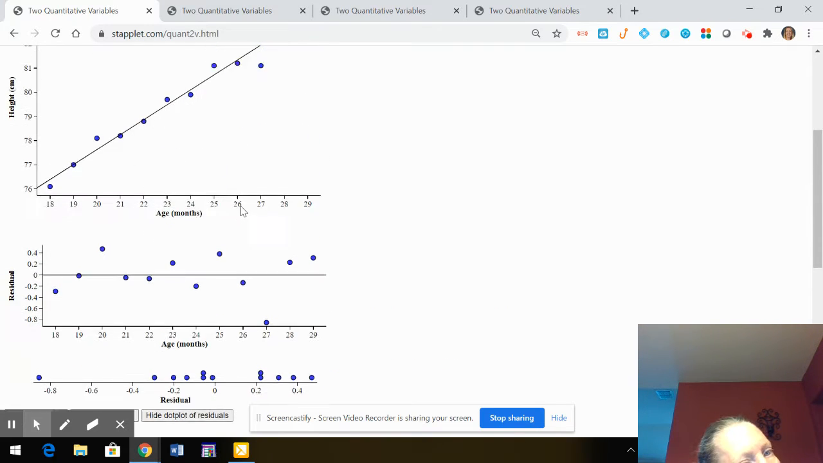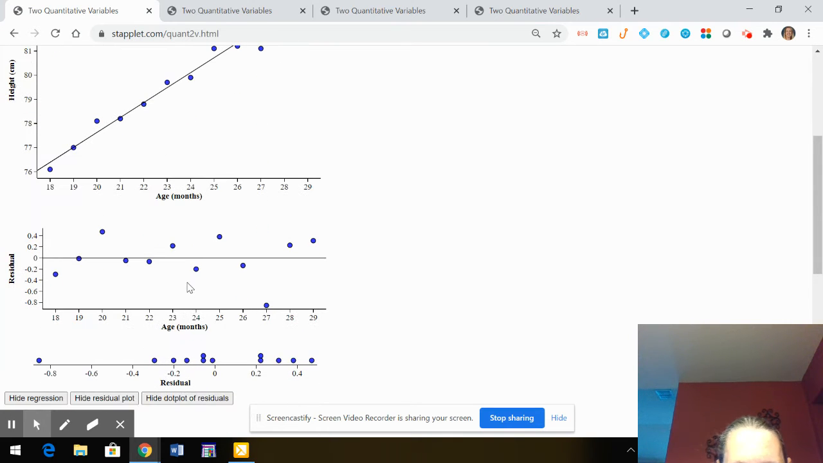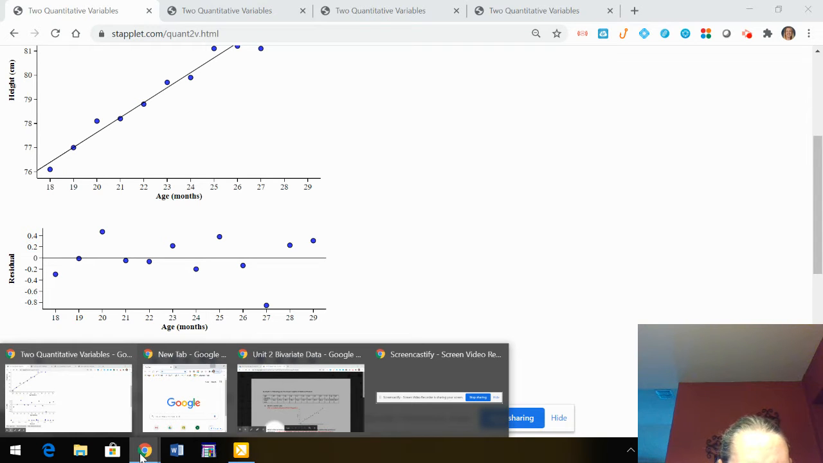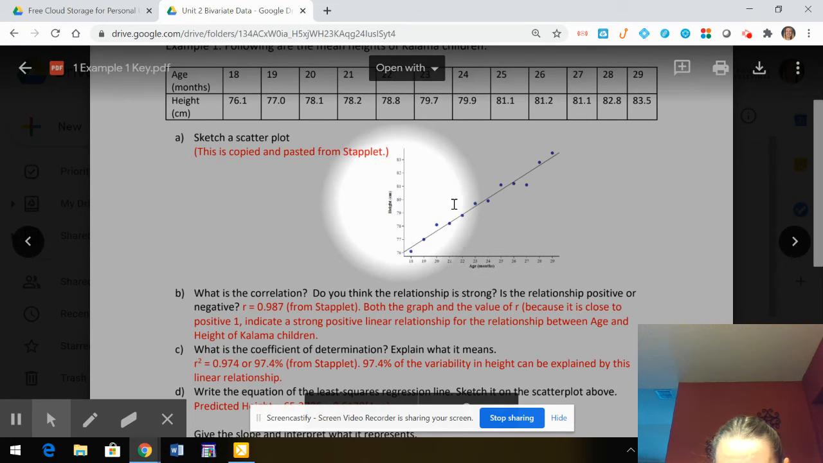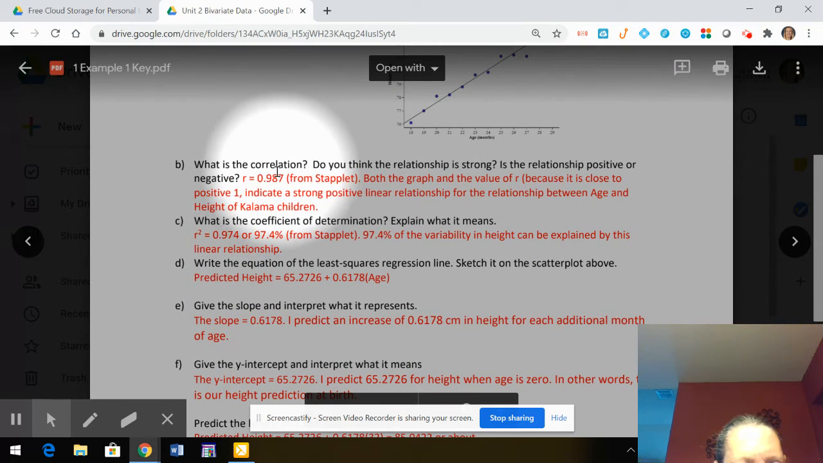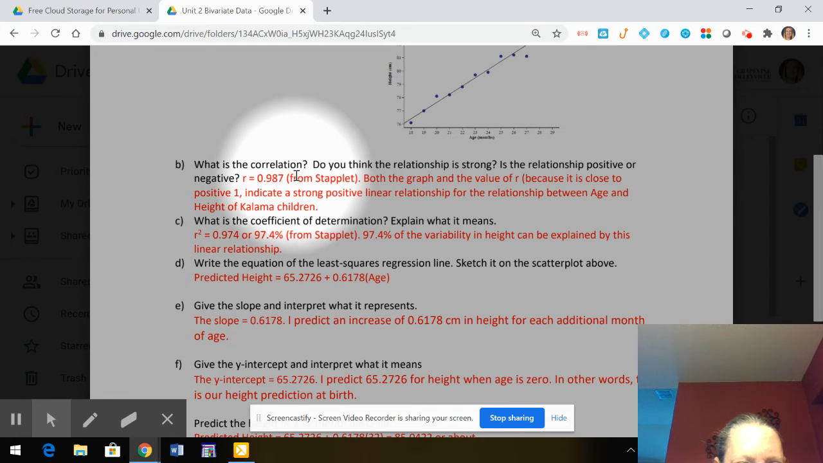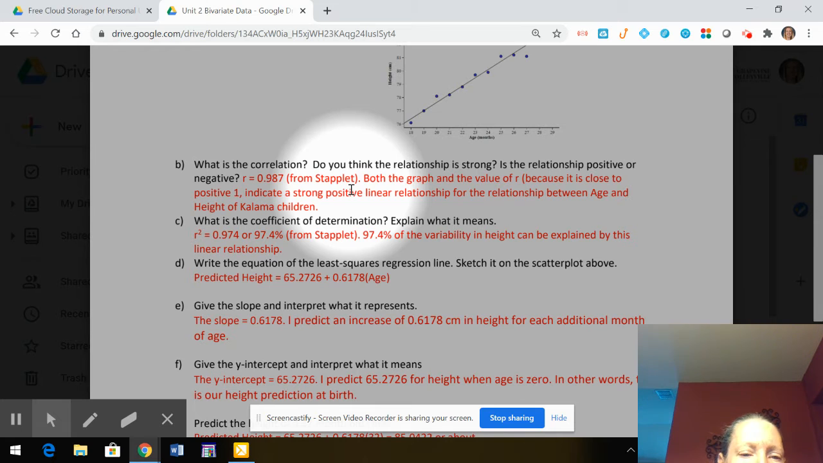Now remember that you can use a snipping tool, a cutting tool, to cut these out of Statplet and paste them into your examples. As I'm looking at example 1, that's exactly what I did. I took this scatter plot and pasted it in from Statplet. When I interpret r, this is very strongly positive, right? I've got a value really close to +1. A very strong positive linear relationship between the age and height of Kalama children.